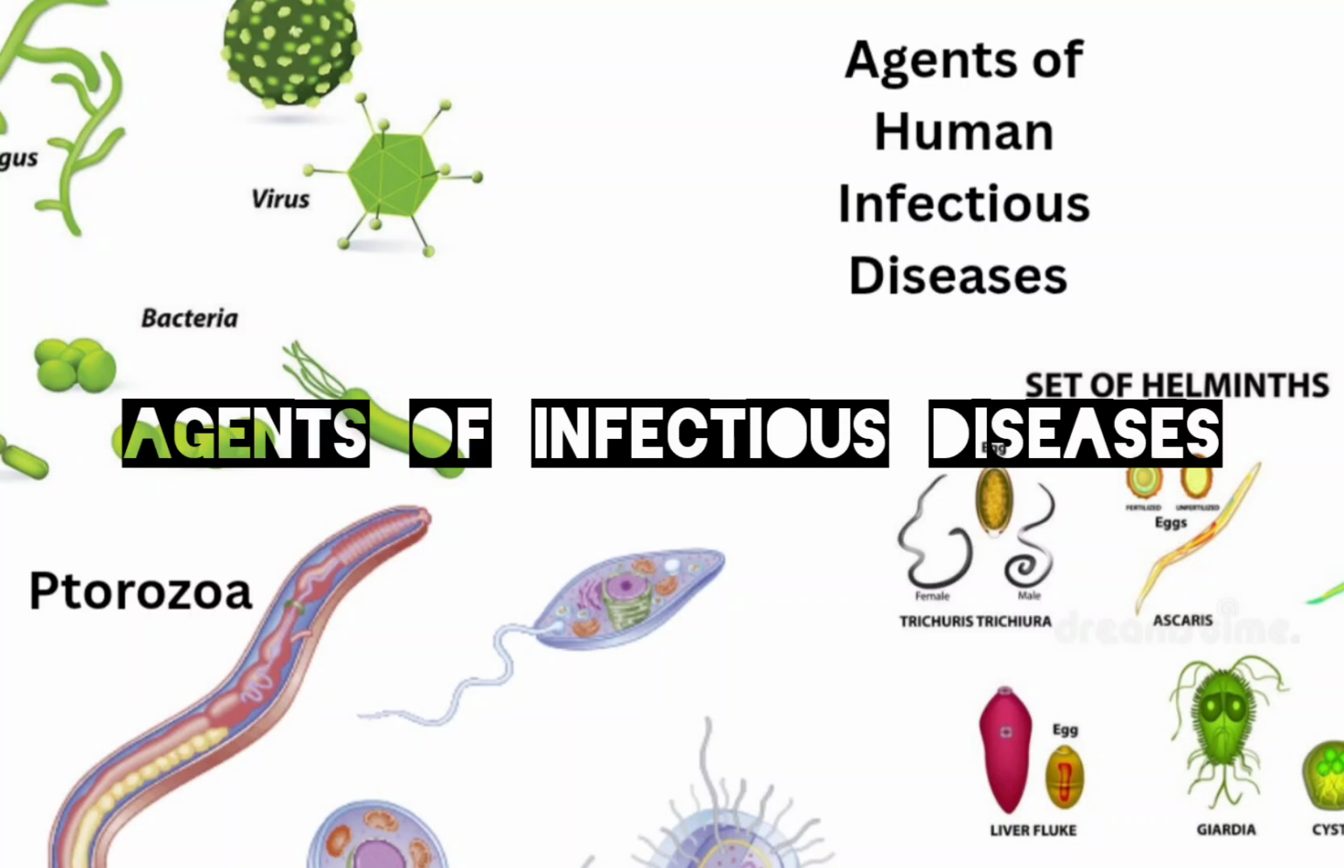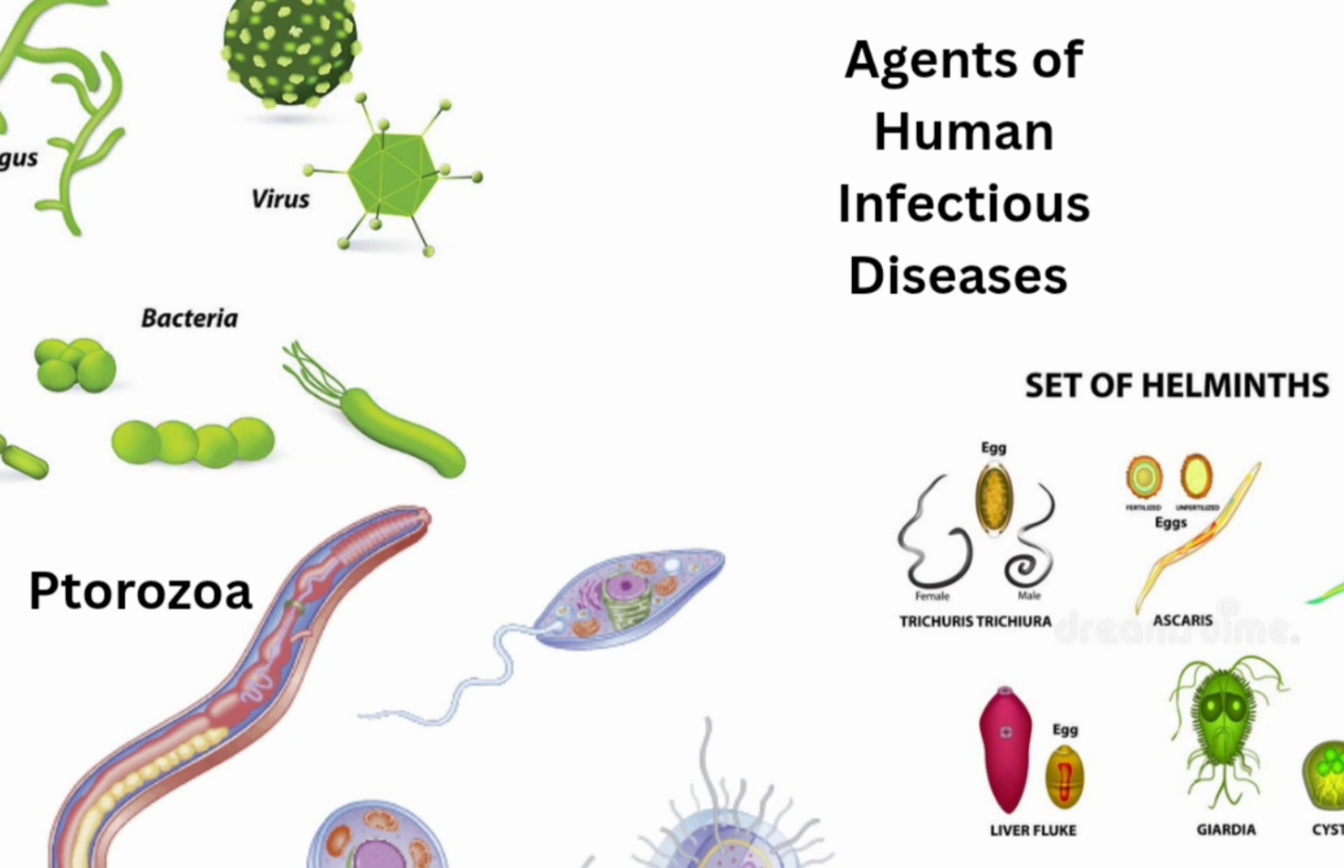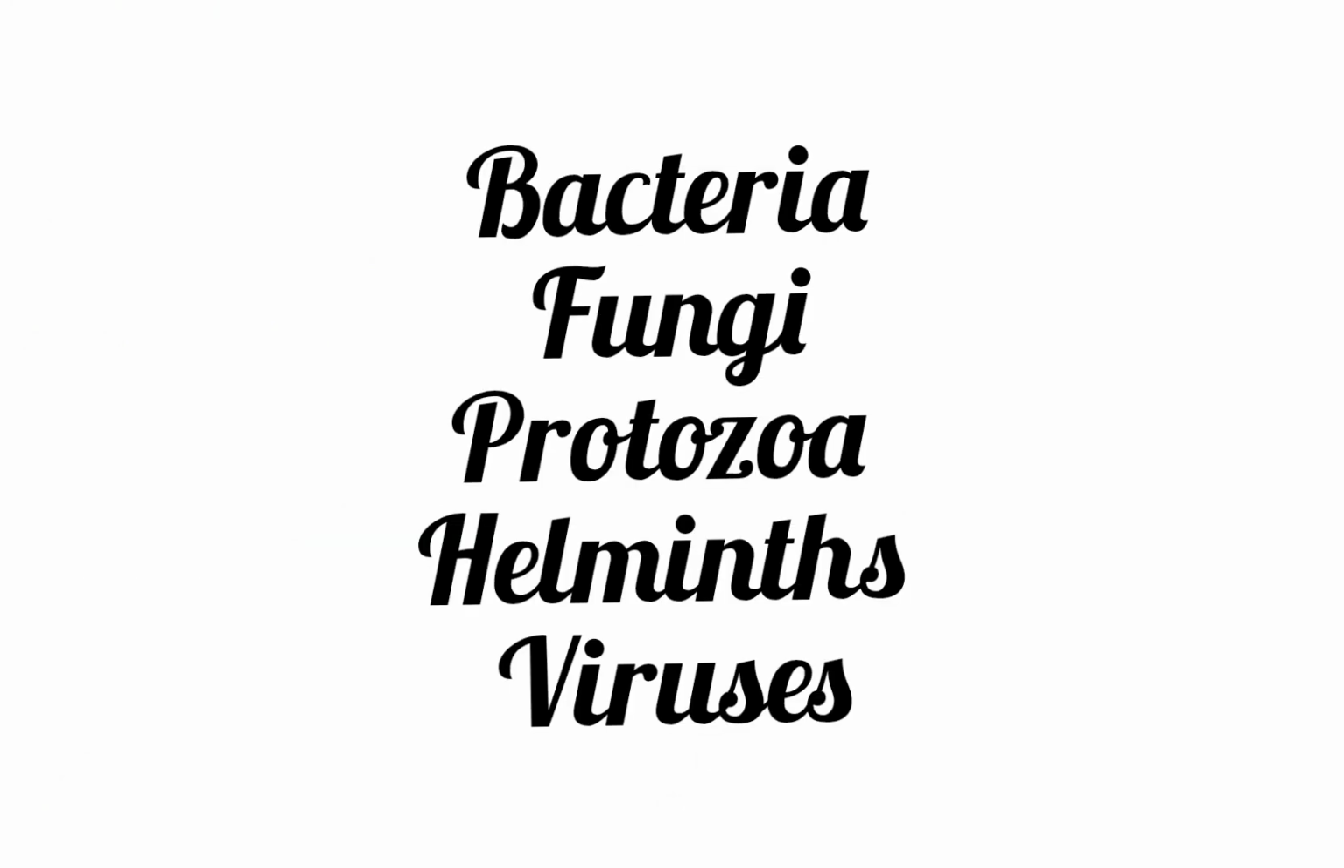In this video, we are going to talk about the agents of human infectious diseases and some of their characteristics. The agents of human infectious diseases belong to five major groups of organisms. These include bacteria, fungi, protozoa, helminths, and viruses.